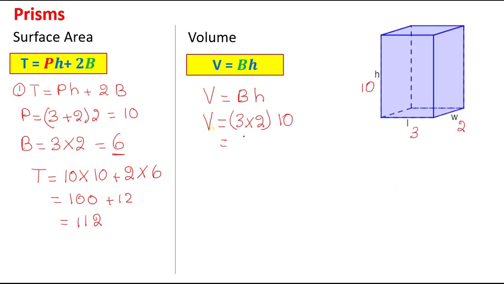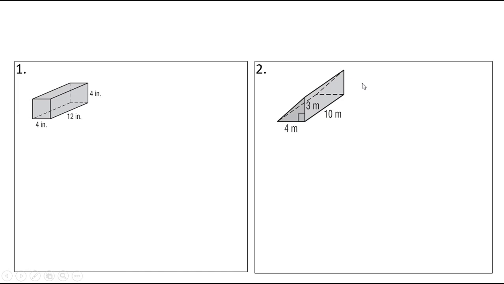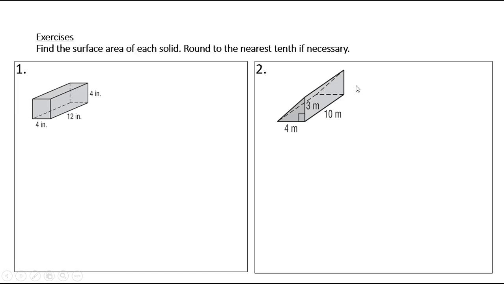So this is equal to 6 by 10, and this is equal to 60. Here I will do this other example. I want to find the surface area and the volume. Now, the surface area of this, I write my rule first, is equal to P times H plus 2 area of base. Now I want my P first.